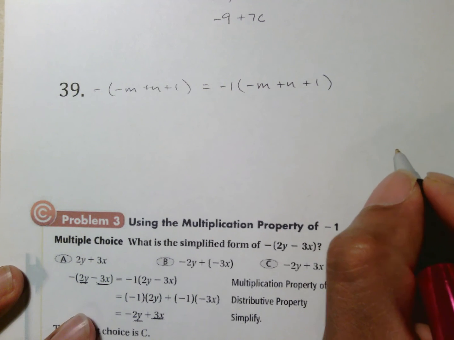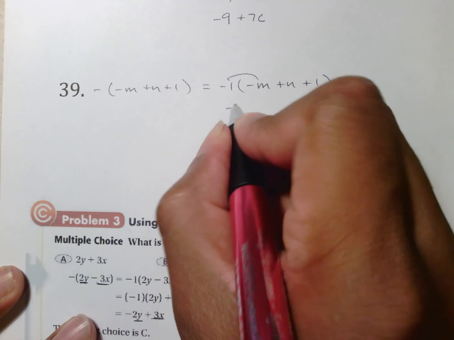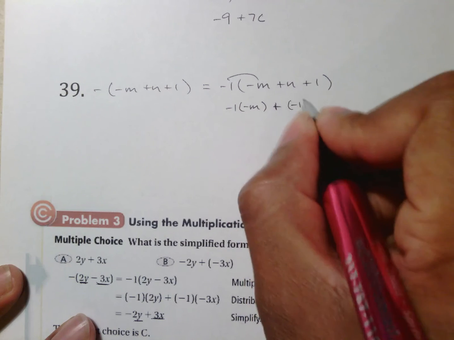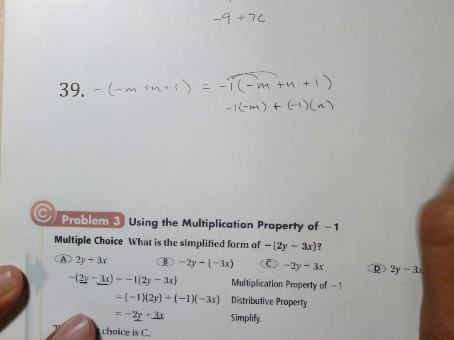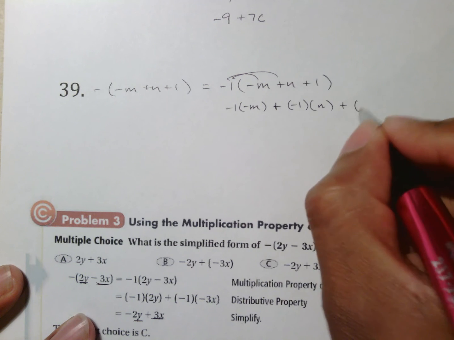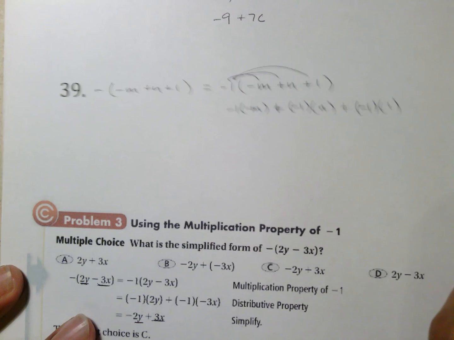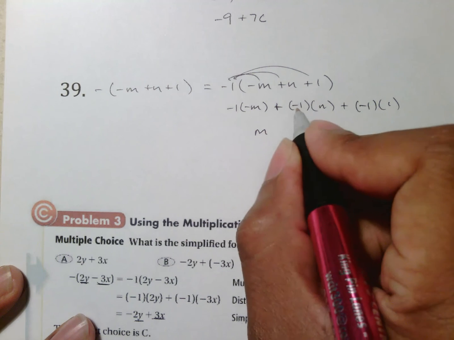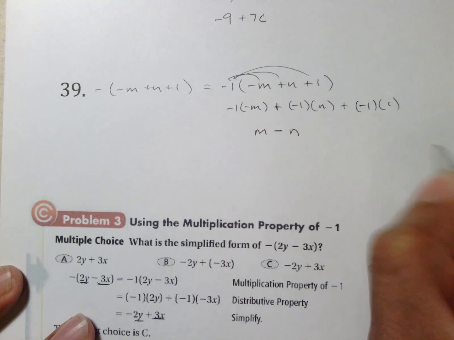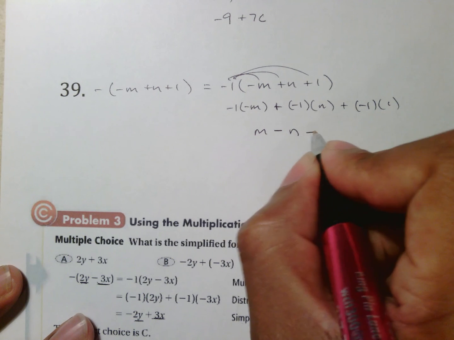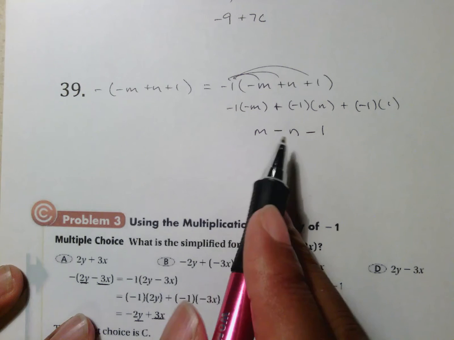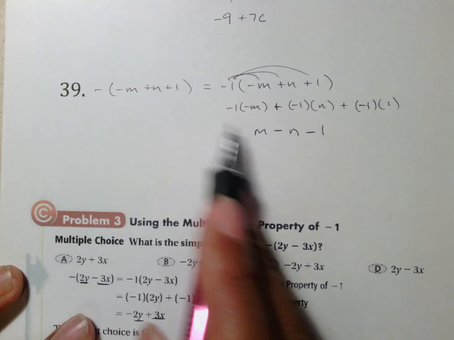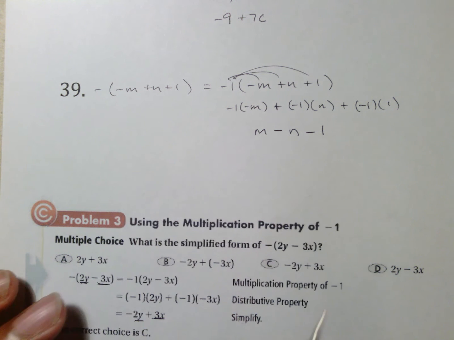And then that negative 1 meets up with everyone, so negative 1 meets negative m. And, again, I always use a plus. Since that's a negative, I'm going to put negative 1 in parentheses, meeting n. And, again, which means plus, negative 1 meets 1. Negative times a negative makes a positive m. Negative times a positive makes a negative n. And negative times a positive makes a negative 1. This should be my answer. And again, if you check it, the opposite of negative m is positive m. The opposite of positive n is negative n, and the opposite of positive 1 is negative 1.